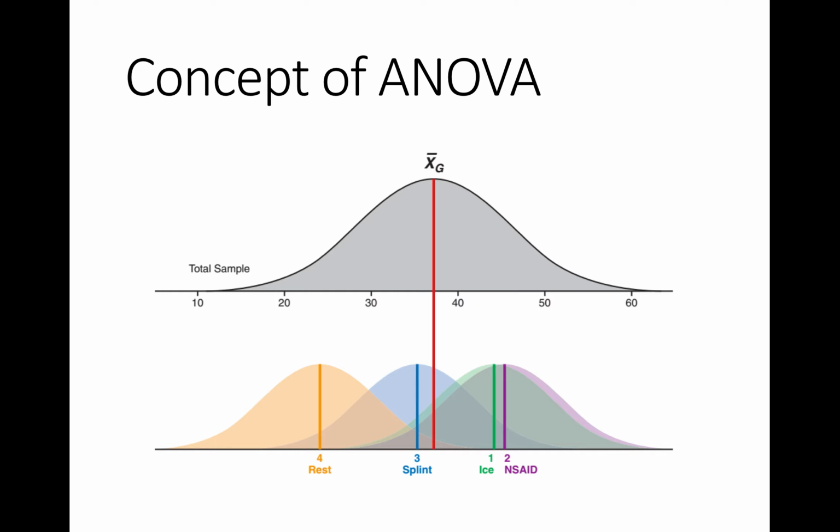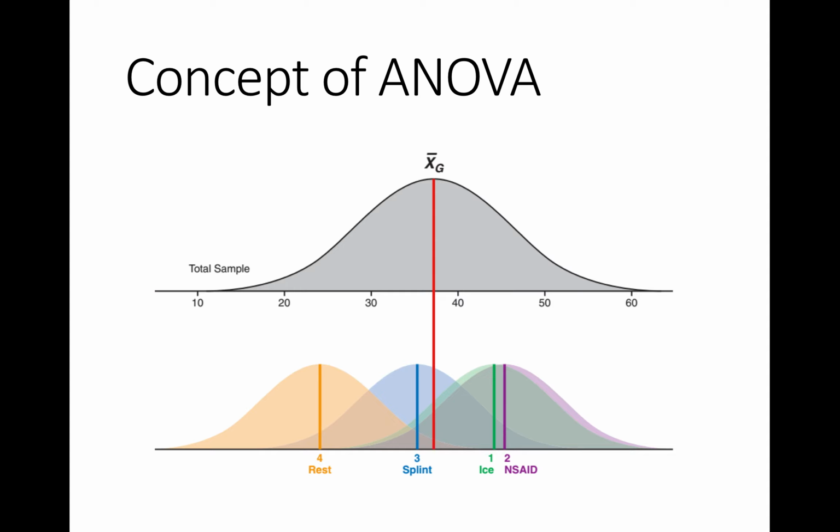Now, how does this work? For example, this is a simple example where researchers try to use four different mechanisms in order to increase elbow range of motion after elbow trauma. The first group, they put ice on the elbow. The second group, they use NSAIDs. For the third group, they splint the elbow. And the fourth group only rests the elbow for some days.